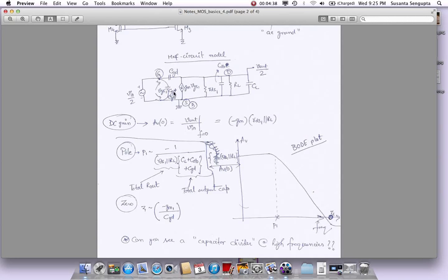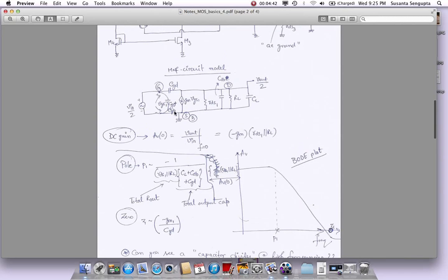You can see CGS or C gate to bulk for this device does not come into the picture because they're driven by an ideal voltage source with 0 ohm source resistance. That's why they don't come into the picture. Otherwise, they would also come into the picture. So those three capacitances make up the total cap at this node.